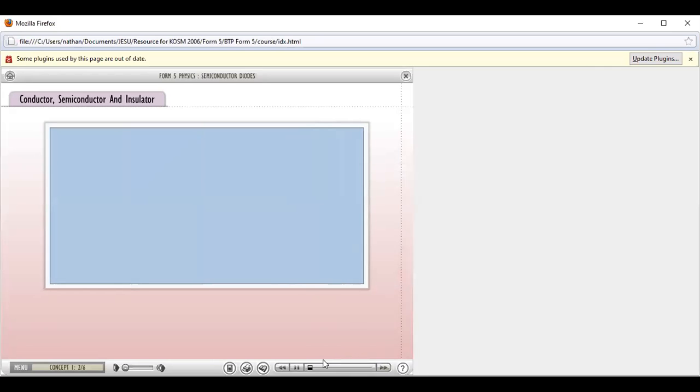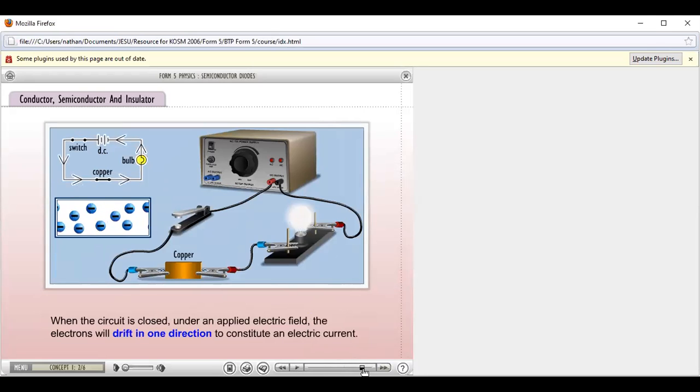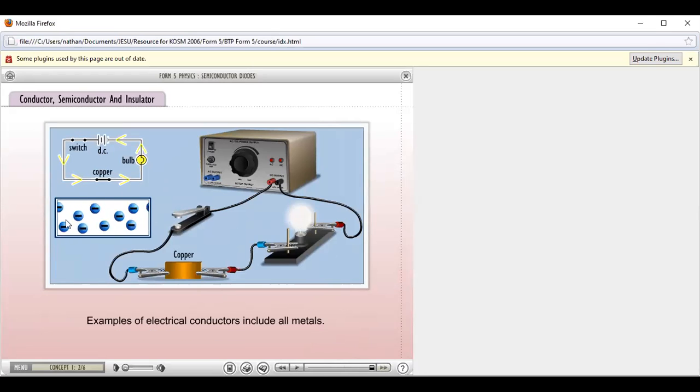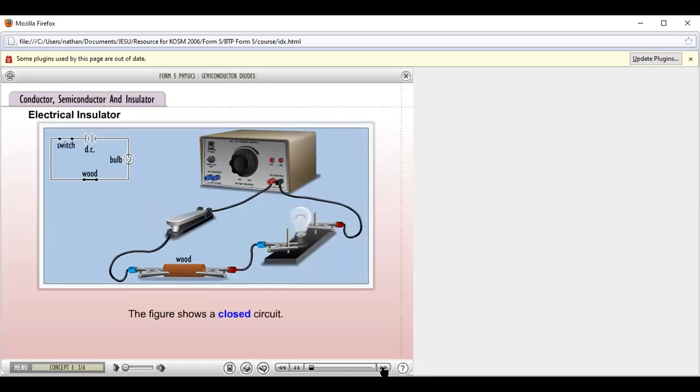A conductor can conduct electricity, right? Why? Because a conductor has free electrons. That means they have electrons which are free to move. So when you apply an electric field, you can see the electrons are able to move. That's why they become a conductor.